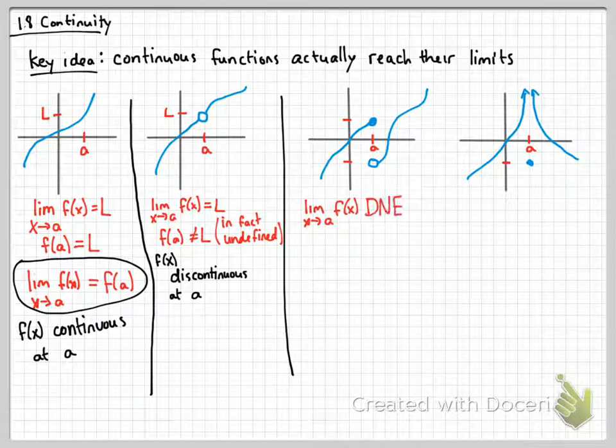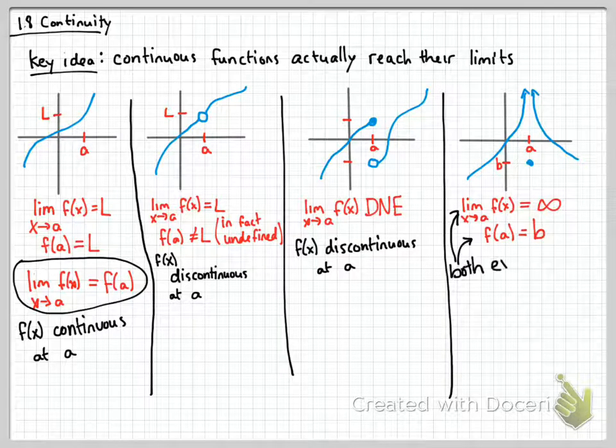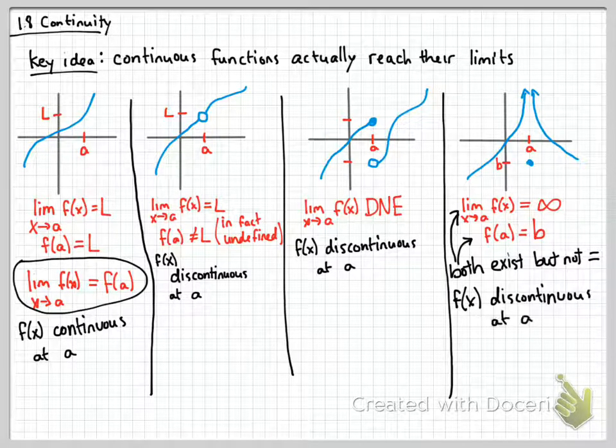Okay, here's another example. In this example, the limit actually doesn't exist because the limit from the left is one value and the limit from the right is another value. They don't match, so the limit as a whole doesn't exist. So it's not even heading anywhere, so it can't get there. So this is another way the function can be discontinuous. And finally, here we have a limit. It's infinity, but it could be anything. But it doesn't match the value of the function. Both the limit and the value exist, but they're not equal. That makes the function discontinuous at that point. Okay, so lots of different ways to be discontinuous.